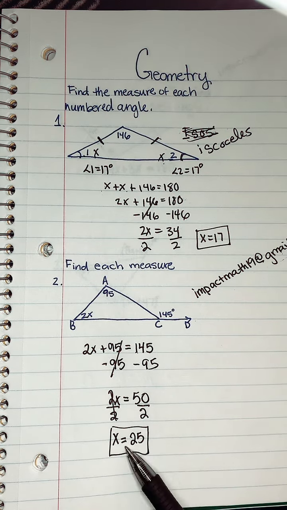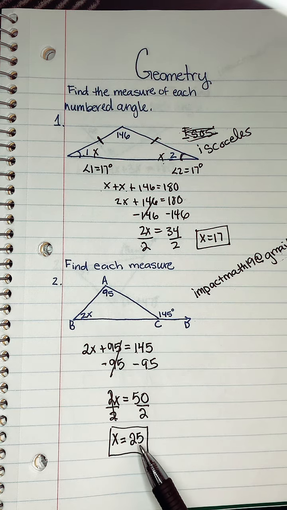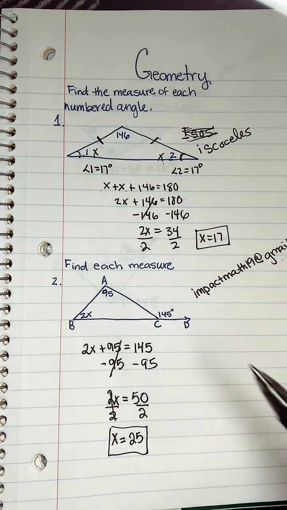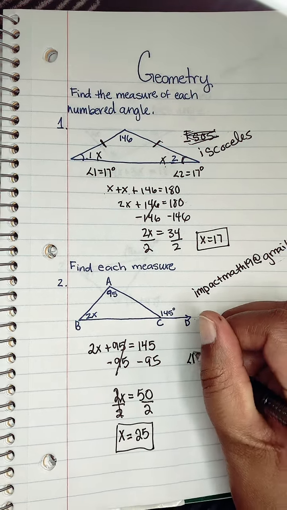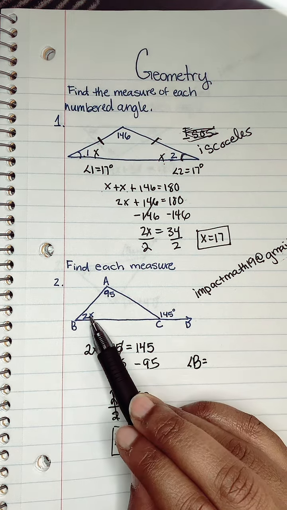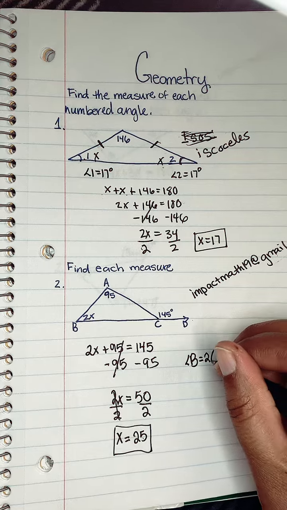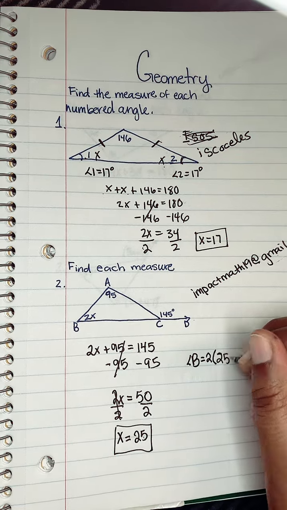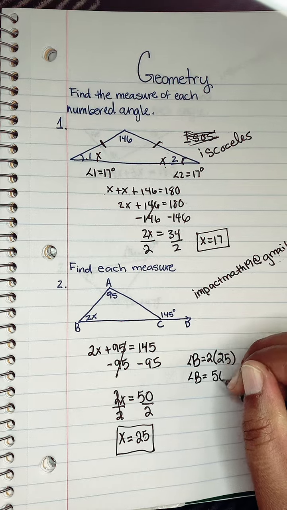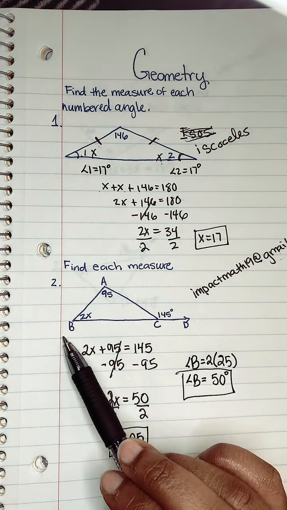Oh, we just found x. Great. Thank you. So it says find each measure. We found x, but we didn't find the angle. So let's finish this one real quick. For angle B, we have to plug this in for this x to find out how much angle B is. So we would do 2 times 25, and so angle B would be 50 degrees. And that's how much angle B would be.